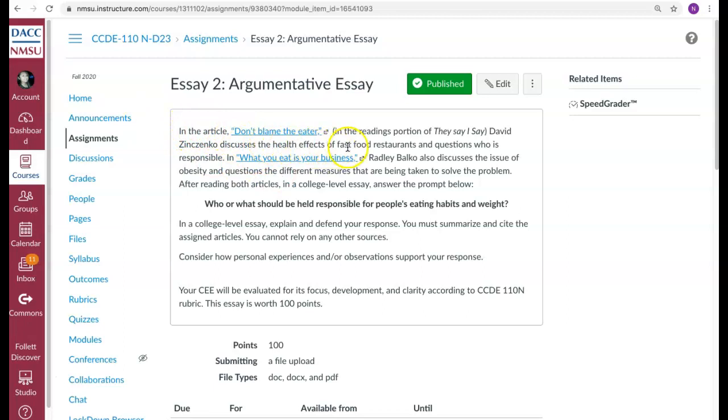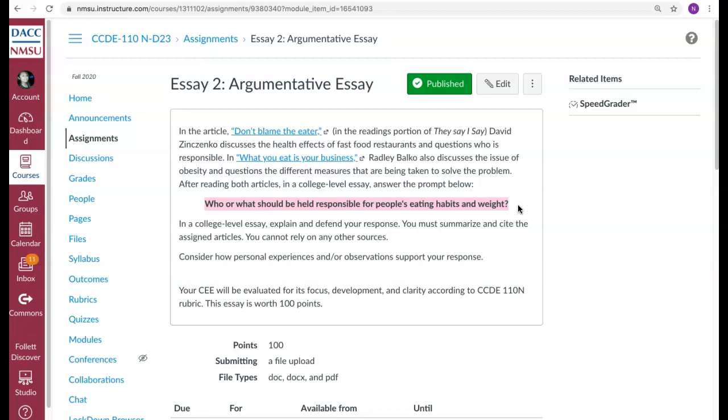In the article Don't Blame the Eater, David Zinczenko discusses the health effects of fast food restaurants and questions who is responsible. In What You Eat Is Your Business, Radley Balko also discusses the issue of obesity and questions the different measures that are being taken to solve the problem. After reading both articles, in a college-level essay, answer the prompt below. So the question you have to answer in your essay is right here. Who or what should be held responsible for people's eating habits and weight?